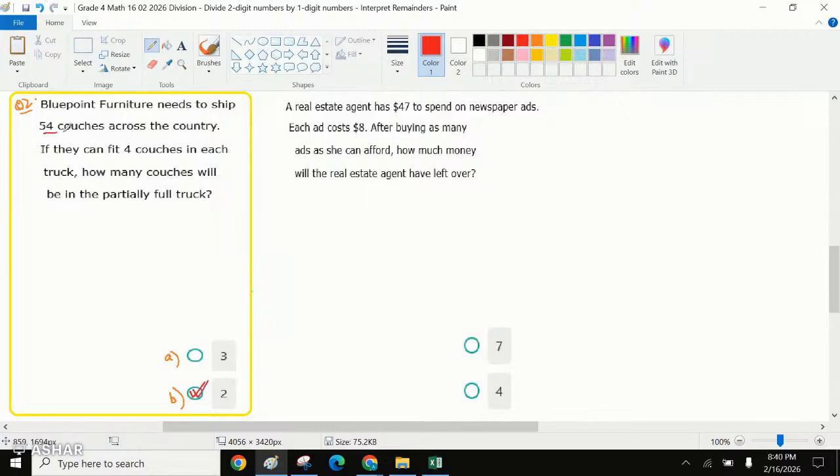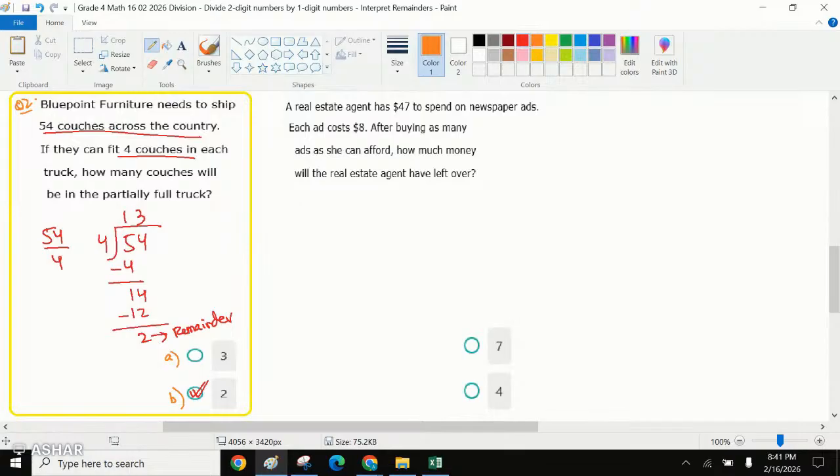How? Let's see. 54 is to be divided by 4. 4 times 10 is 40. 4 times 11 is 44. 4 times 12 is 48. We can directly do, we would be left with 1 and 4 times 3 is 12. When we subtract, 2 is the remainder. Agreed?